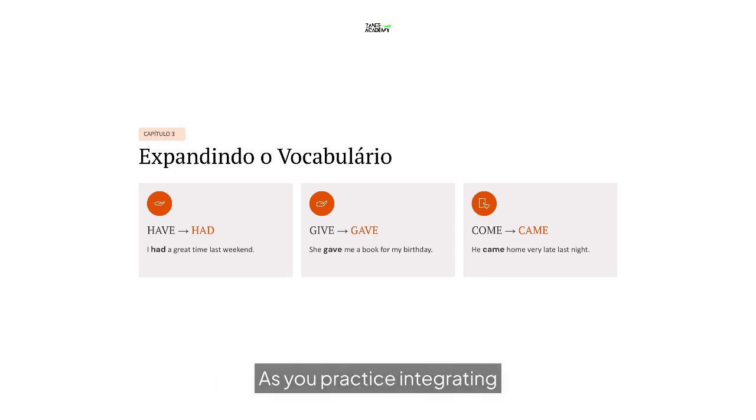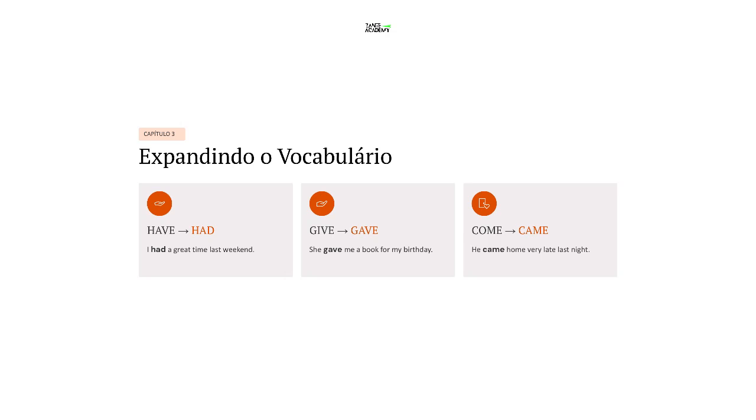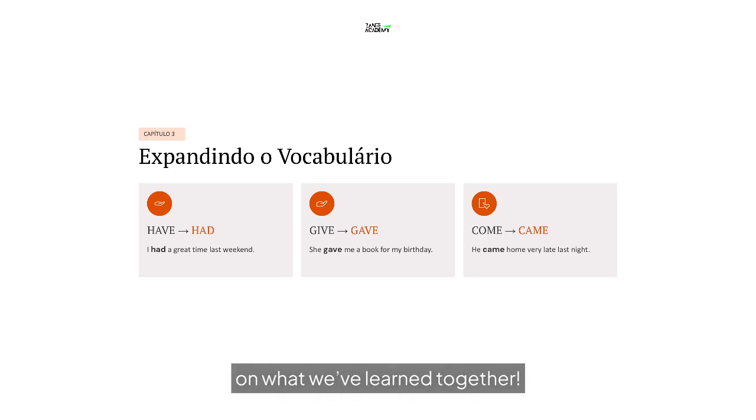As you practice integrating these verbs into your conversations, think about how they fit into your own stories. Can you recall a time when you had a memorable experience, received a thoughtful gift, or someone came to visit you? Reflecting on these moments will help reinforce your understanding and usage of these verbs. In the next slide, we will explore the power of biography and how we can weave these verbs into our narratives to capture past experiences effectively. Let's continue to build on what we've learned together.